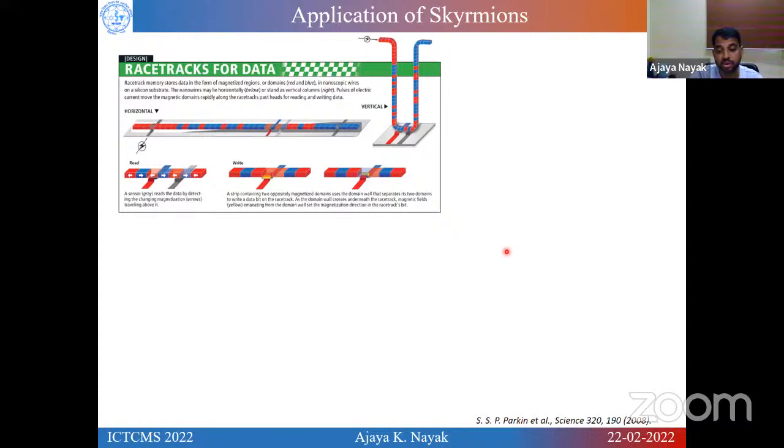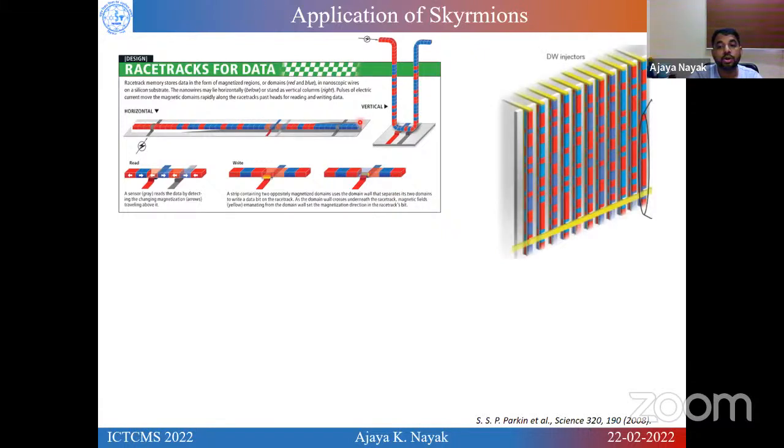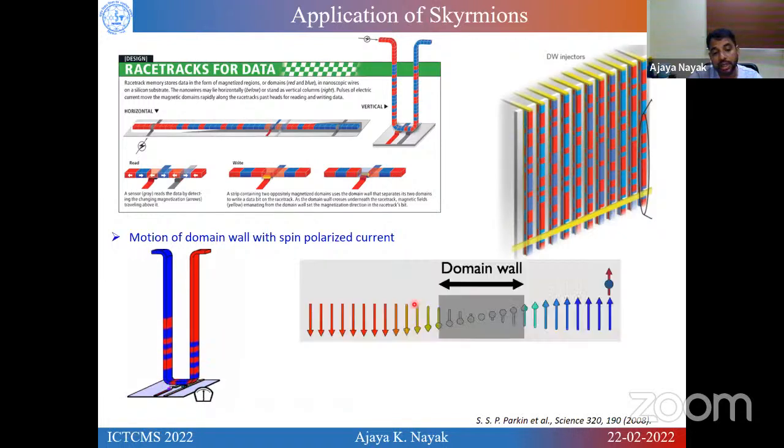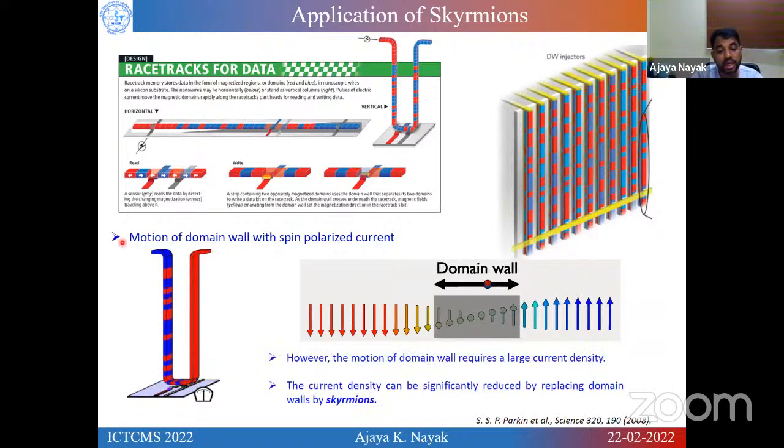memory device called racetrack memory, where we can take vertical or horizontal domain walls and pass spin-polarized current through them. Due to the spin torque phenomenon, the spin-polarized current will give a torque to the magnetic moments, and the domain wall will move inside this device. But it was found that motion of the domain wall requires a large current density. Later, when skyrmions were discovered, it was found that to start skyrmion motion we need very low current density, and most importantly, skyrmions are topologically stable.